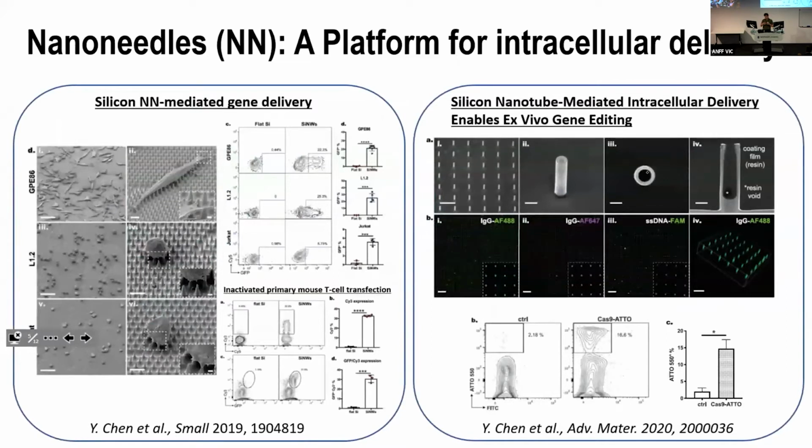They are able to facilitate gene delivery into various cell types, such as GP86 cells, L1.2, Jurkat, and primary mouse T cells. At the same time, we fabricated silicon nanotubes that can be loaded with various biocargo in the inner tube, which assists with mediating intracellular delivery and also enables gene editing. This silicon nanoneedle platform shows great potential.